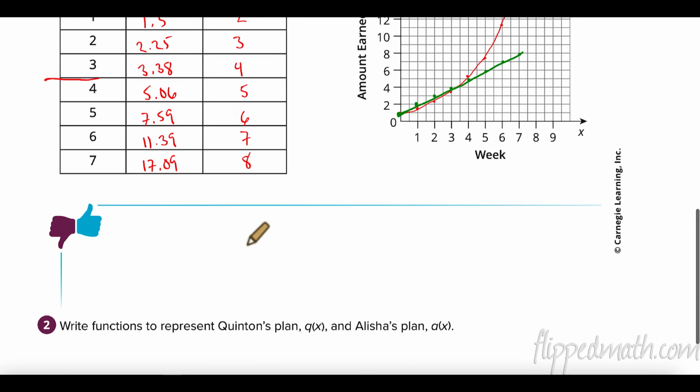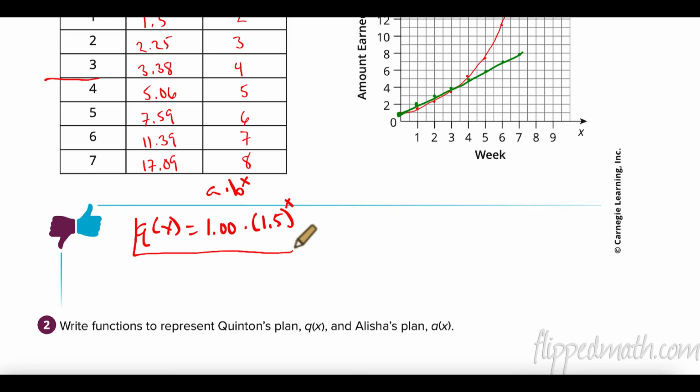Then it says write functions to represent Quentin's plan. So Quentin, Q of x. Remember, a times b to the x. A is my initial value. What is my initial value here? $1 times what is my common ratio? What am I multiplying by? 1.5 to the x. I don't have to worry about any x minus 1 because I have my initial value, my value when x is 0. All right. Let's do Alicia's plan.